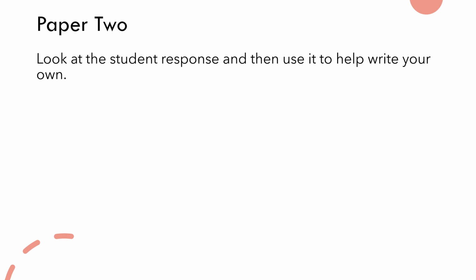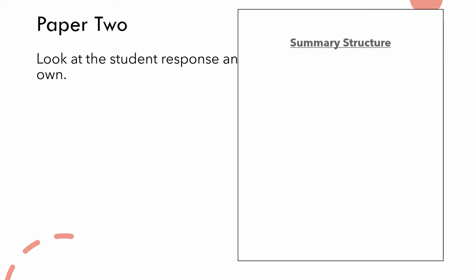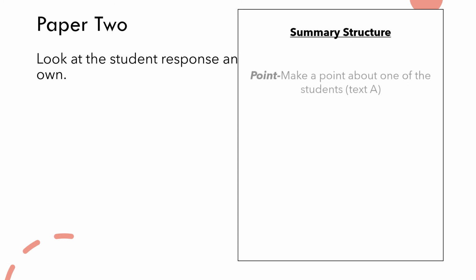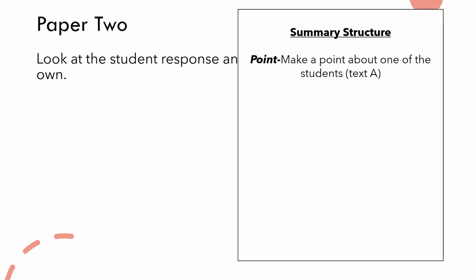Look at the student response and then use it to help write your own. So the first thing we need to think about is our summary structure. So how are we going to actually put together our summary to make it effective? So first thing, we're going to make our point. So make a point about one of the students, and of course we're going to start with student A.